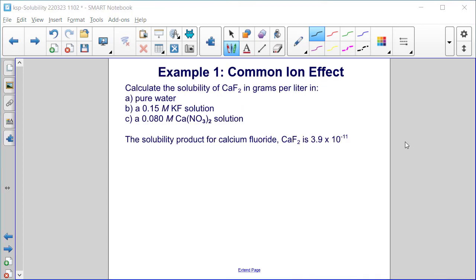Example 1 of this common ion effect. Calculate the solubility of calcium fluoride in grams per liter in pure water, in 0.15 molar potassium fluoride solution, and in a 0.080 molar calcium nitrate solution. The solubility product for calcium fluoride, CaF2, is 3.9 times 10 to the minus 11.